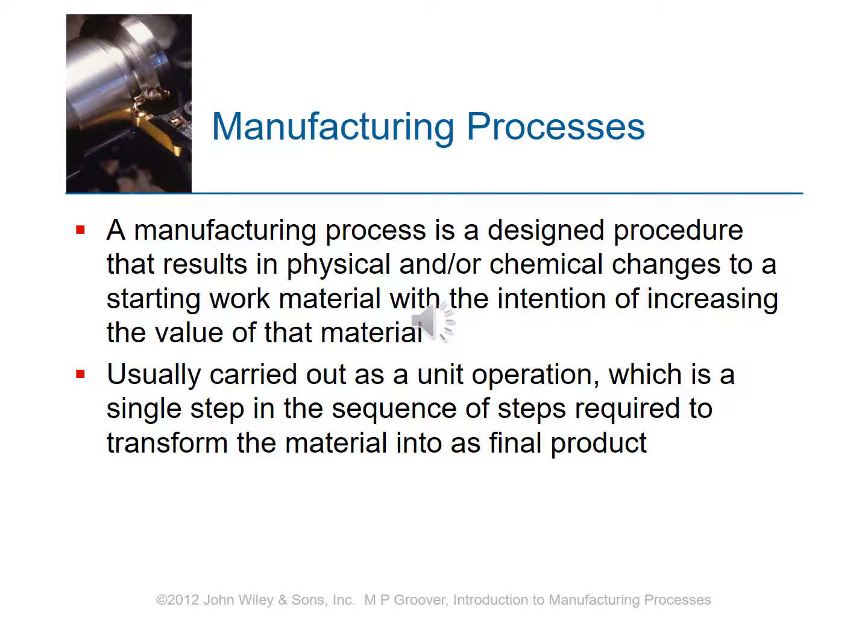Manufacturing processes. When you manufacture something, you're changing the form, shape, and function of whatever it is you're making, and you increase the value. Again, value added as defined by the customer. It's usually carried out in a unit operation. What we mean by that is it's made in steps. So you drill the holes, put the bolt in, paint it, that type of thing.